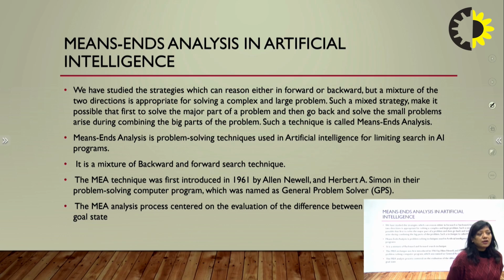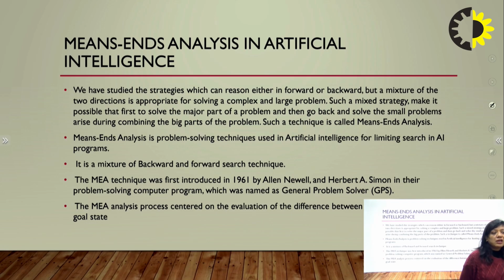So next part, the example is means-end analysis in artificial intelligence. In this we have studied strategies which can reason either forward or backward, but a mixture of the two directions is appropriate for solving a complex and large problem. Such a mixed strategy makes it possible to first solve the major part of the problem and then go back and solve the small problems that arise during combining the big parts of the problem. This kind of technique is generally known as means-end analysis.